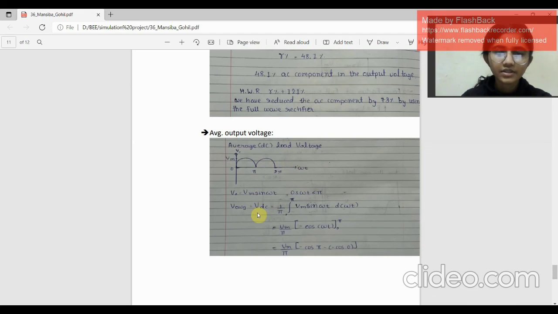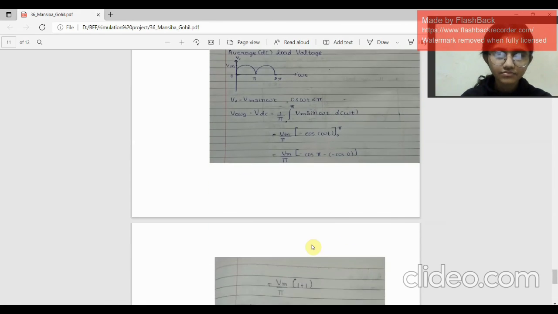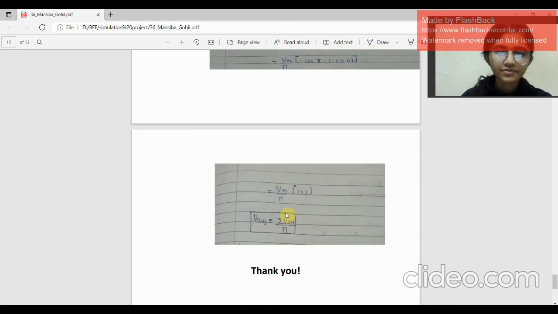Now calculating the V average, as I have said earlier, it is also known as the DC voltage we receive. V average equals 2 Vm by pi. And for the half wave rectifier, we had seen that the V average was Vm by pi. So these are the major differences between the half wave rectifier and the full wave rectifier.